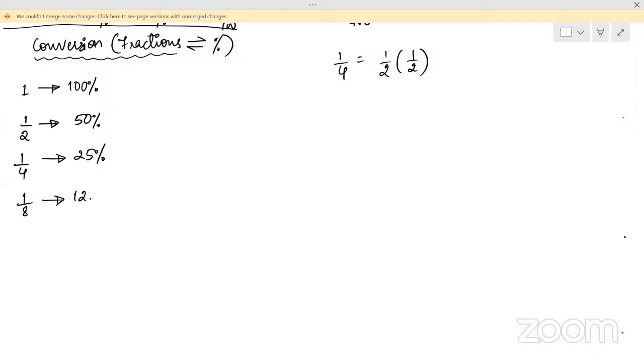12.5%. If you are thinking, sir, how far do we have to remember these things? You have to remember these things till 1/20. 1/20 is good enough. It is sufficient. If you think, sir, do I have to remember all that stuff? Yes. Again, is it difficult?